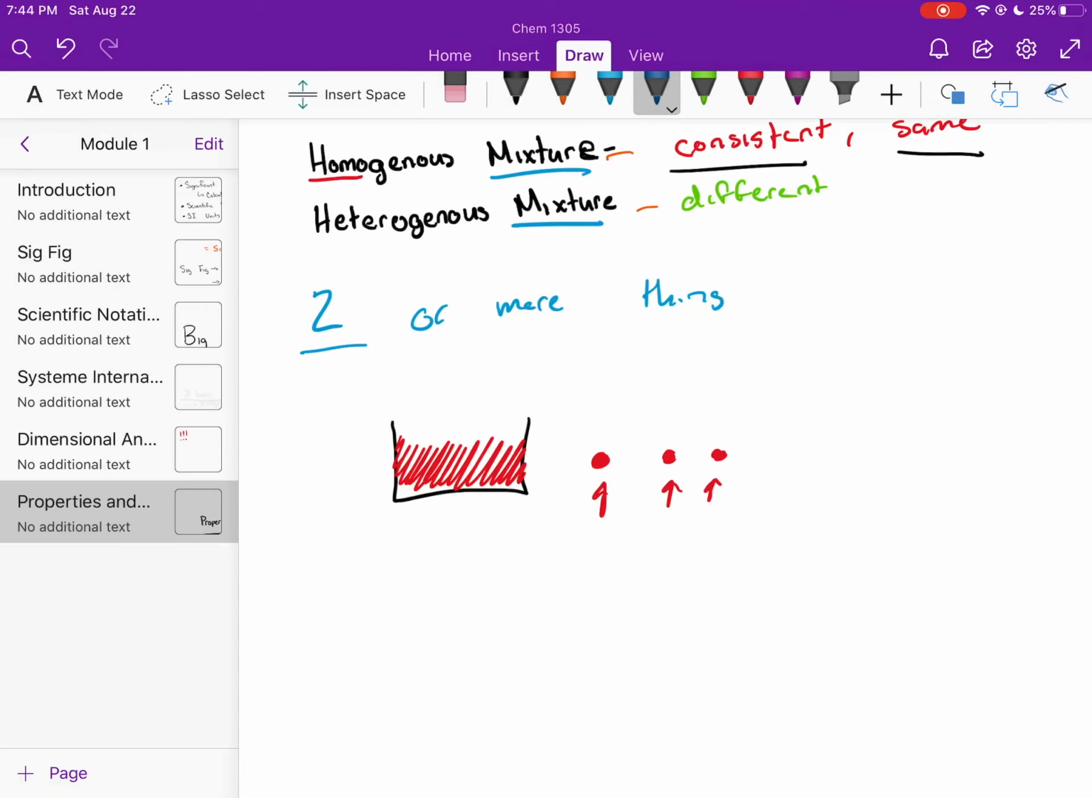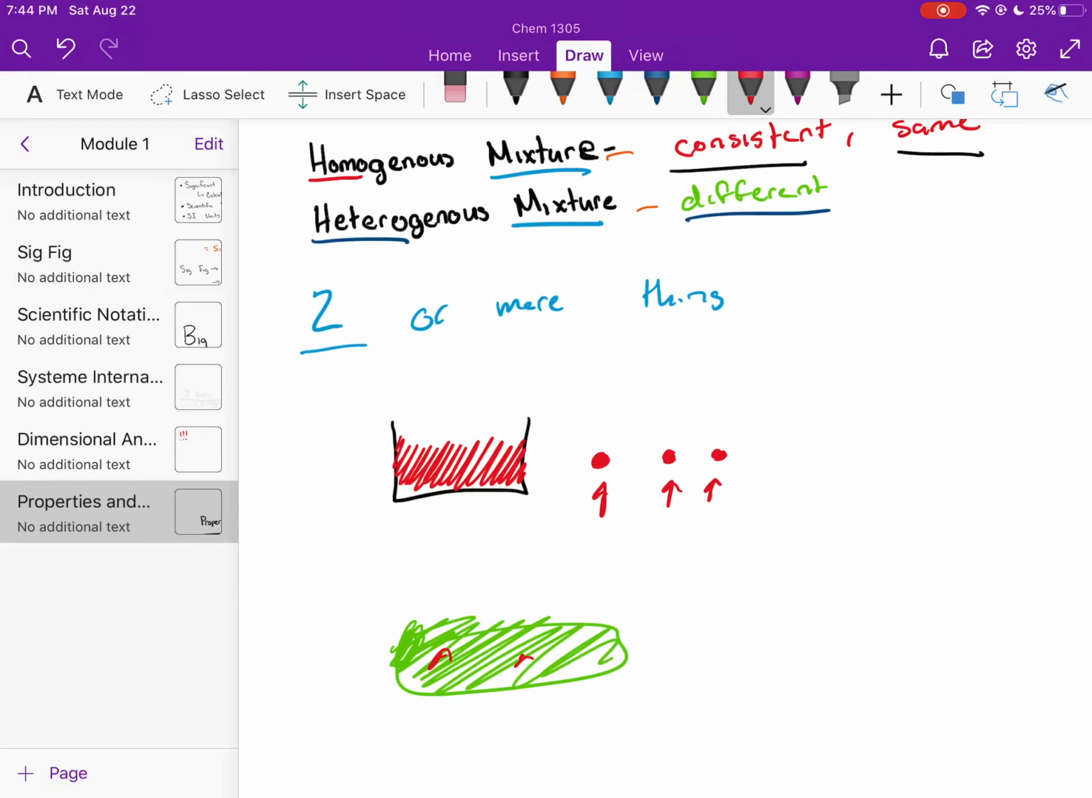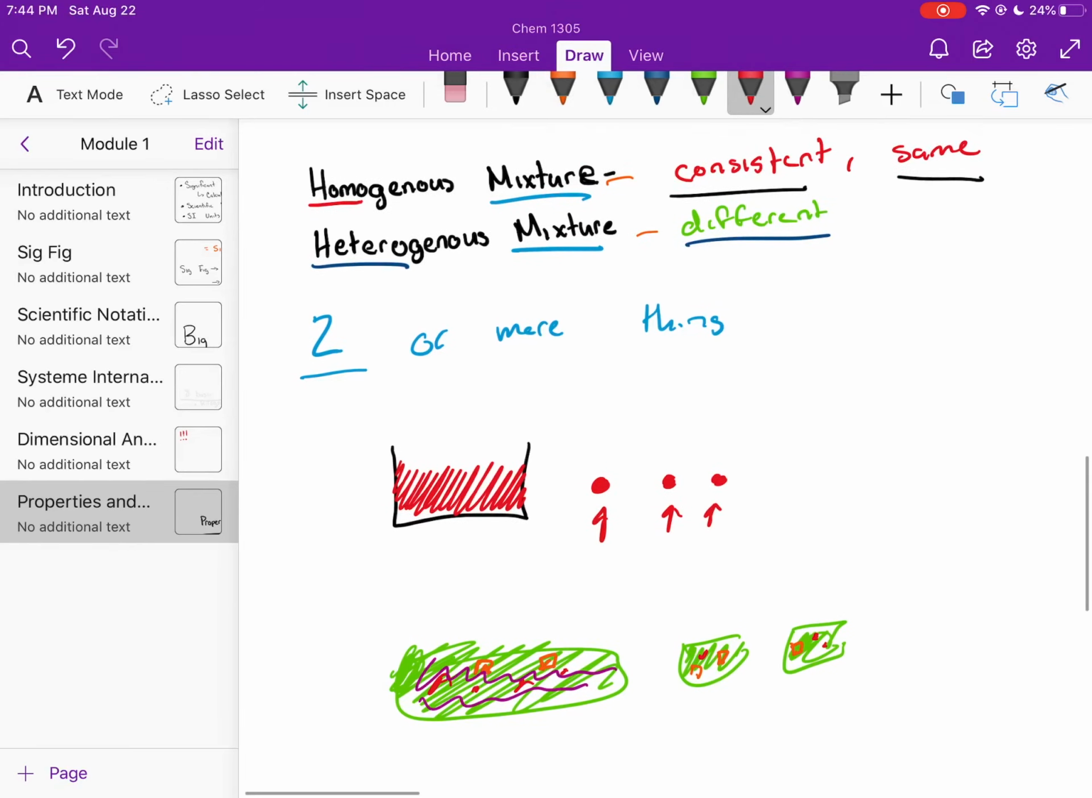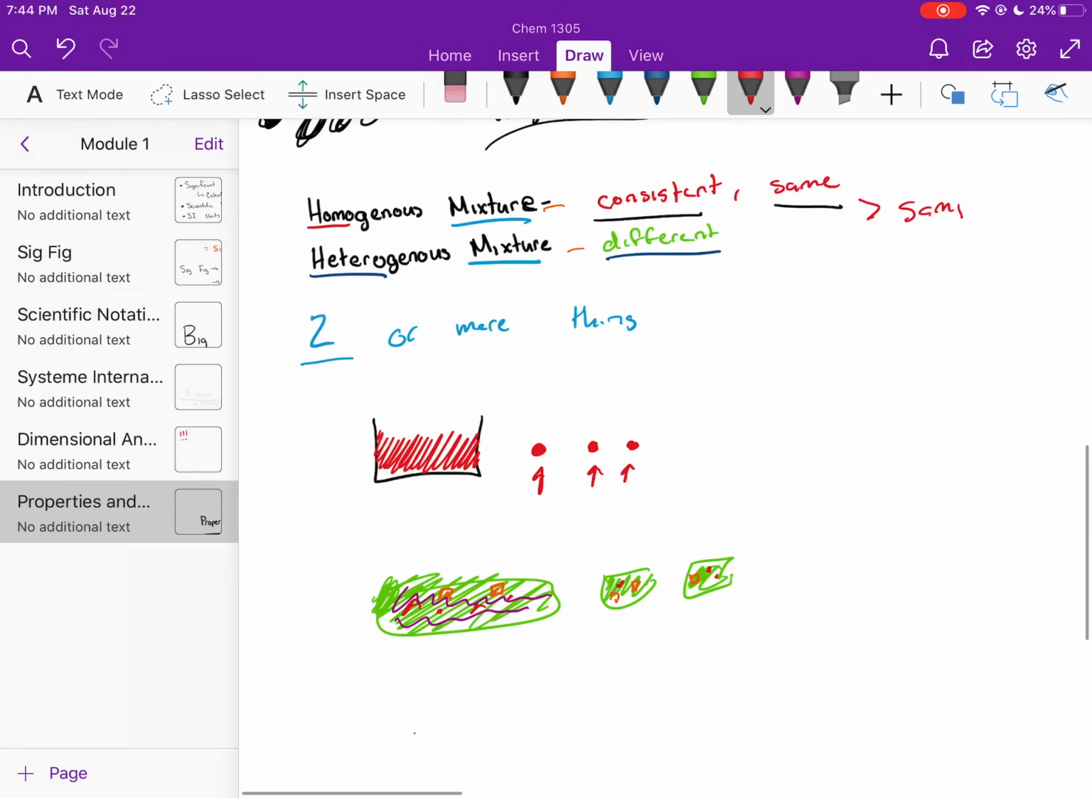Heterogeneous mixtures, or hetero, are different. So I'm talking about salads. We go to this place and they give us a big salad, and there's tomatoes, there's croutons, there's dressing. Every bowl of salad is going to be different, because this might have 1 tomato and 2 croutons, versus this one only has 1 crouton and 2 tomatoes. So every sample, and we're talking about samples here, is going to be different.